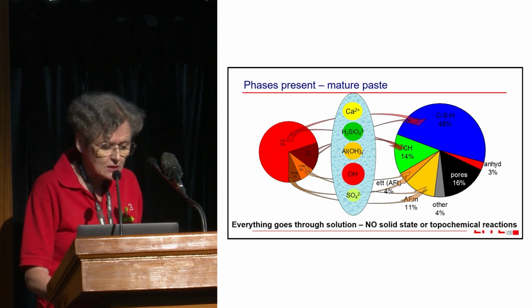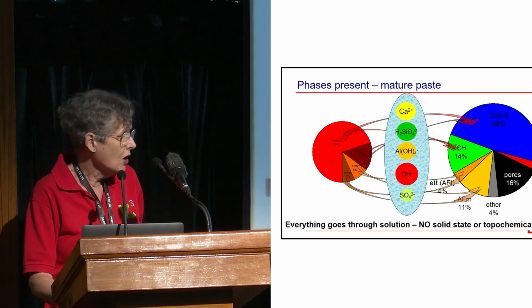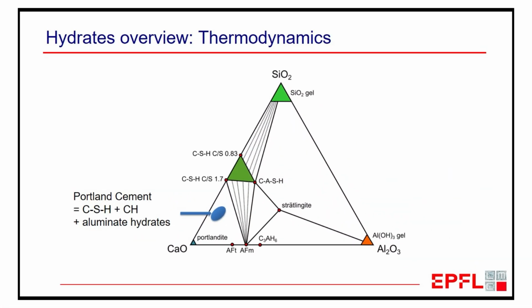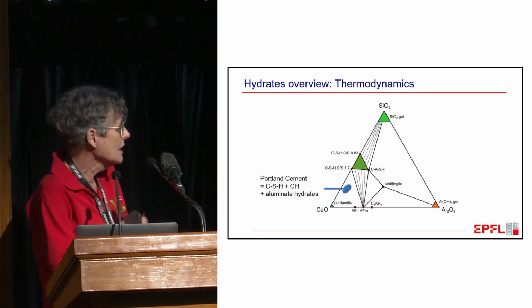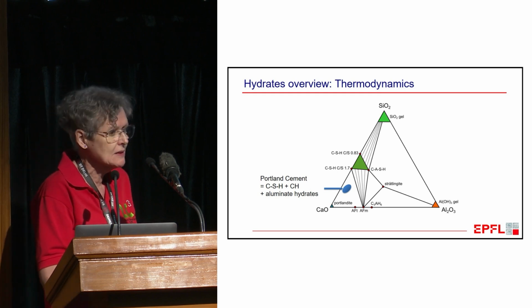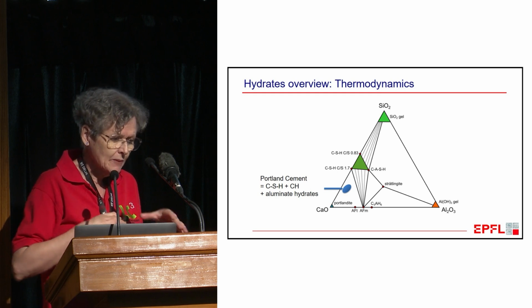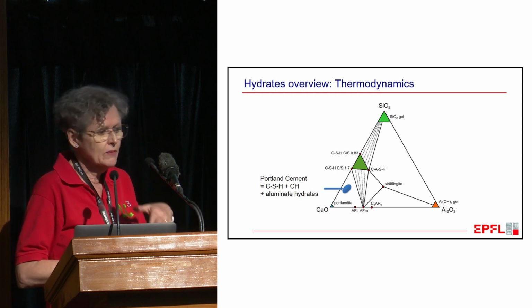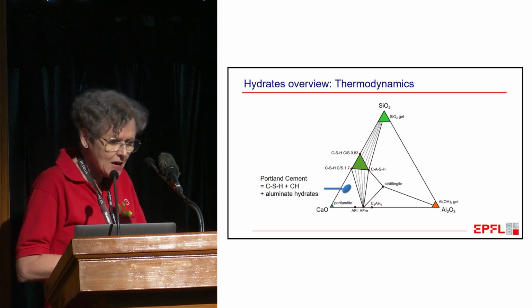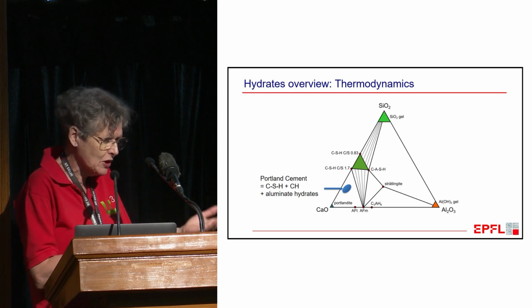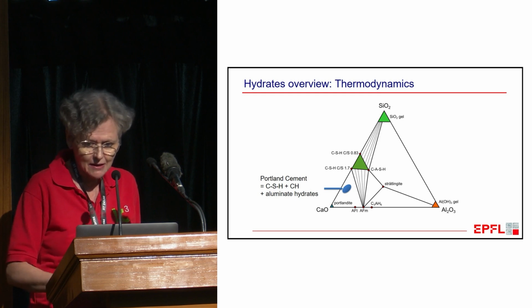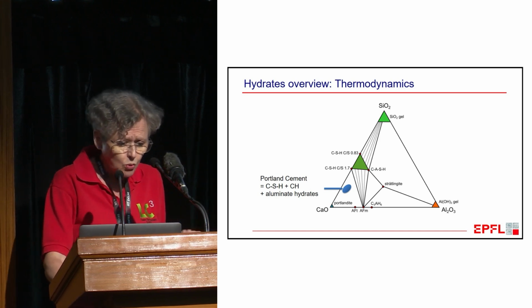And because everything goes through solution, we can actually use thermodynamics, and we can use phase diagrams to very well predict what phases will form. And that's also a very powerful tool I'm going to come back to later on when we talk about blended cements, because this shows that the phases that form are the thermodynamically stable phases. So we know what's going to happen. Thermodynamics is a very basic aspect of physics and chemistry. So that's what's going to form.